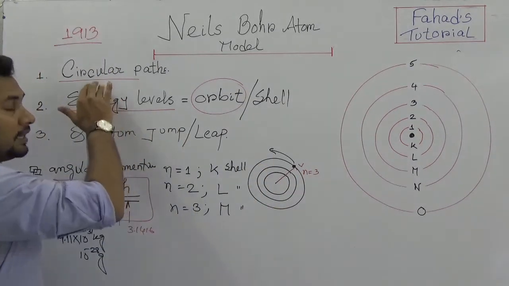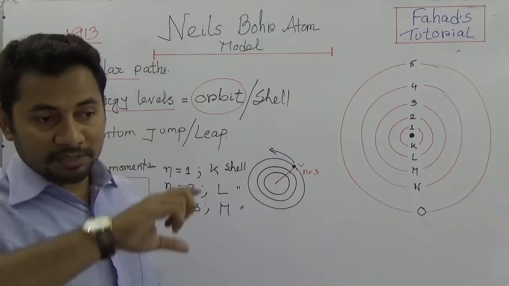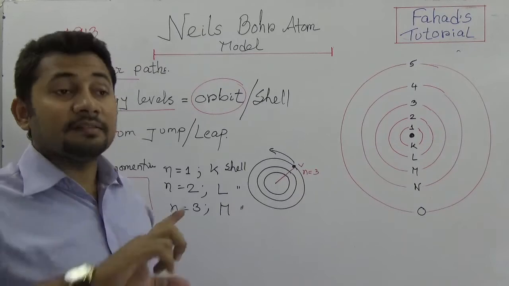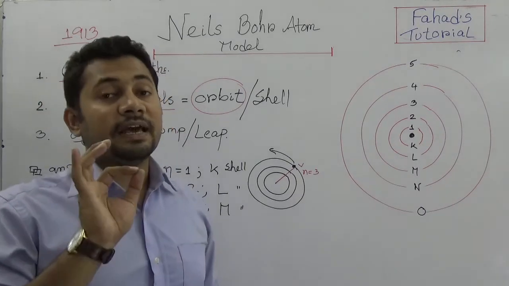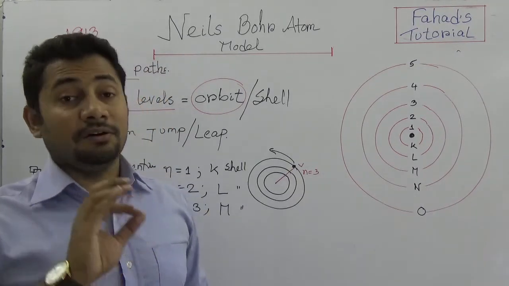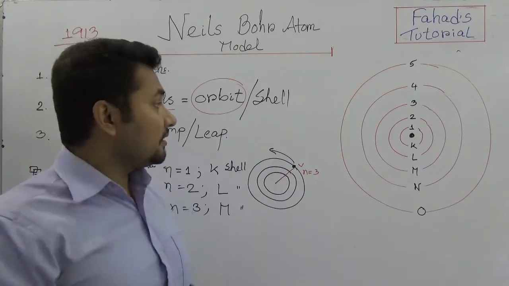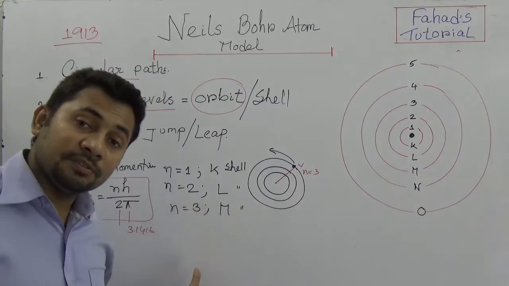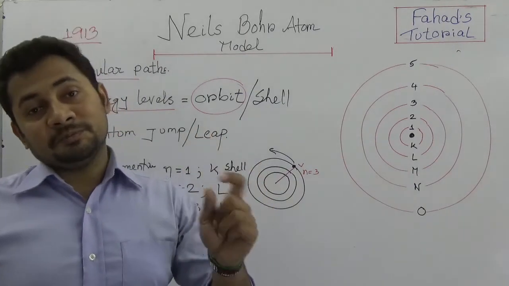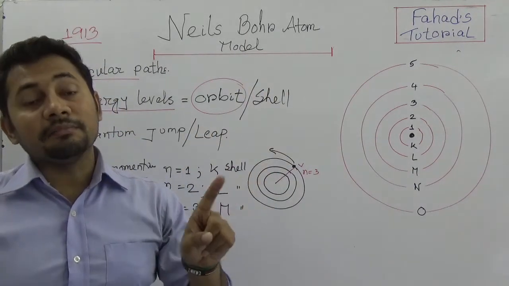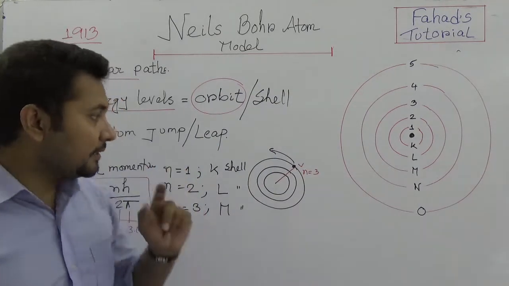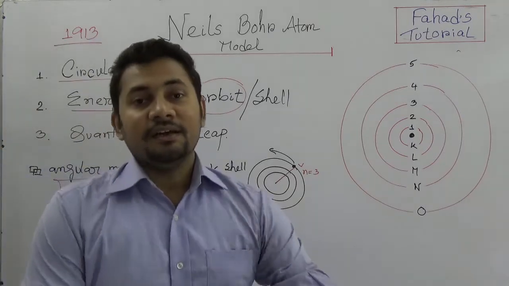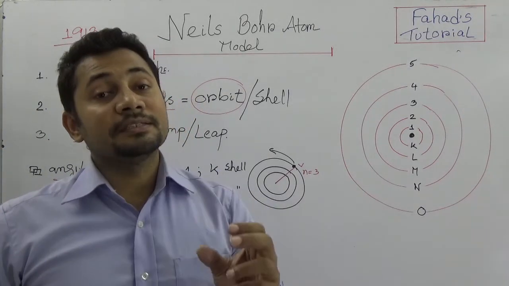So first one is that according to Bohr's model, electron will move around in a circular path. Number 2, this circular path is known as energy levels or orbits or shells. Each and every single shell will be denoted as number 1, 2, 3, and according to the number it will be expressed as K, L, M, N, O, P. And then the third very important postulate is the quantum jump or the quantum leap.